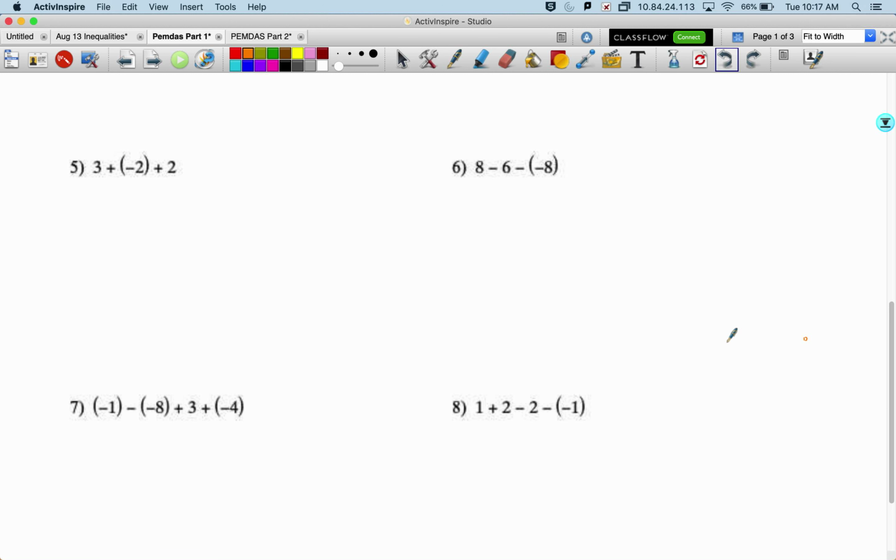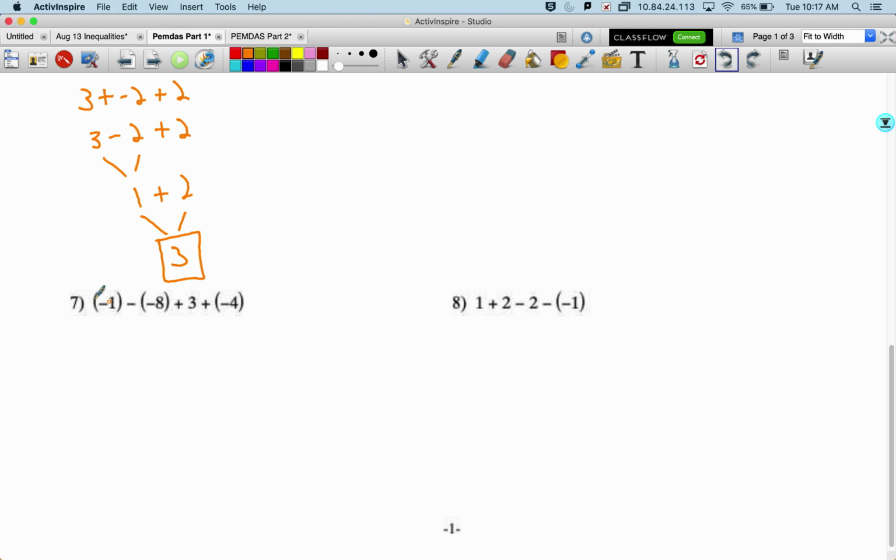Let's look at a problem like number 5. So I've got parentheses again, but I can drop those. So this becomes 3 plus -2 plus 2. Plus a negative can just become a minus. And now I only have subtraction and addition. I want to do those left to right. So I'll start with the subtraction. 3 minus 2 is 1. Keep the plus 2. Together these become a 3. Put a box around it. And we're good. Let's look at one like number 7.